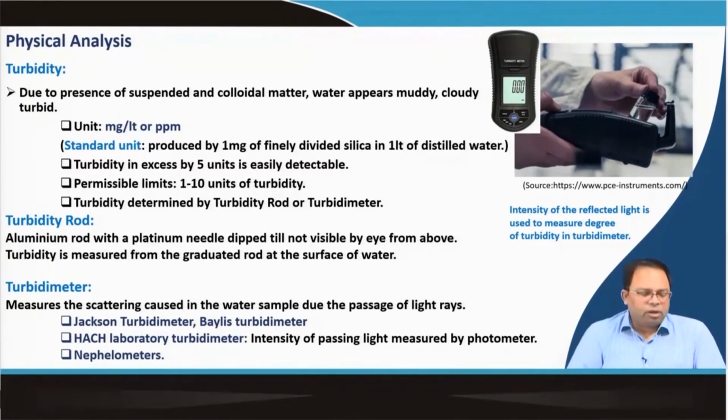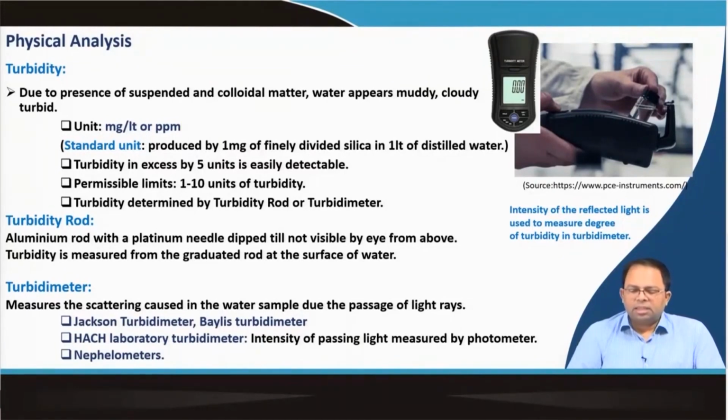But in addition, we can also use a turbidity meter, which you can again carry in the field. A turbidity meter measures the scattering caused in the water sample due to the passage of light rays. Because of the presence of impurities, suspended particles and colloidal particles in the water, the light rays get scattered, and we need to measure that. If that can be measured, we can determine what kind of turbidity is there in the water. There are different kinds of turbidity meters, such as the Jackson turbidity meter, Baylis turbidity meter, Hach laboratory turbidity meters, and nephelometers, of course.